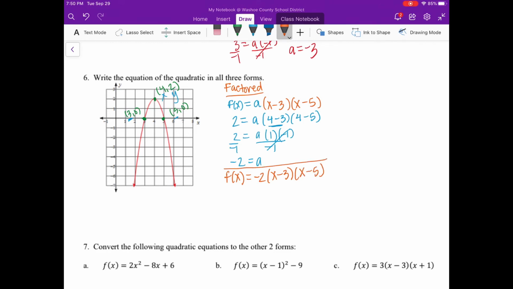So you know that your equation is complete when you have an a value and your equation actually has x's as part of it. You don't want to have numbers only. That's not what the equation should look like.